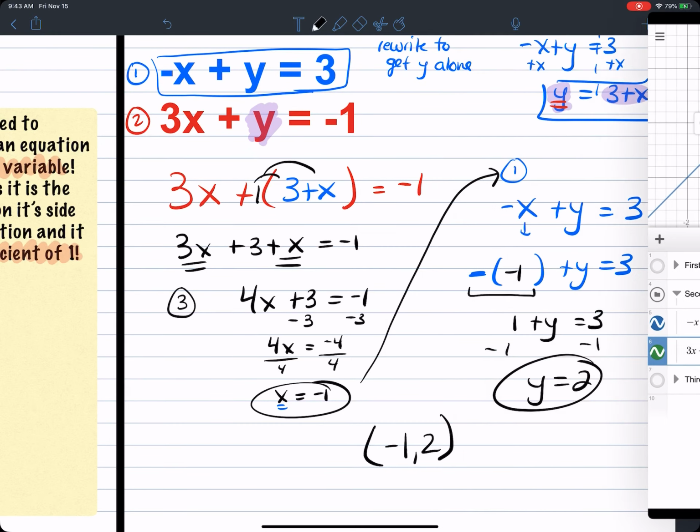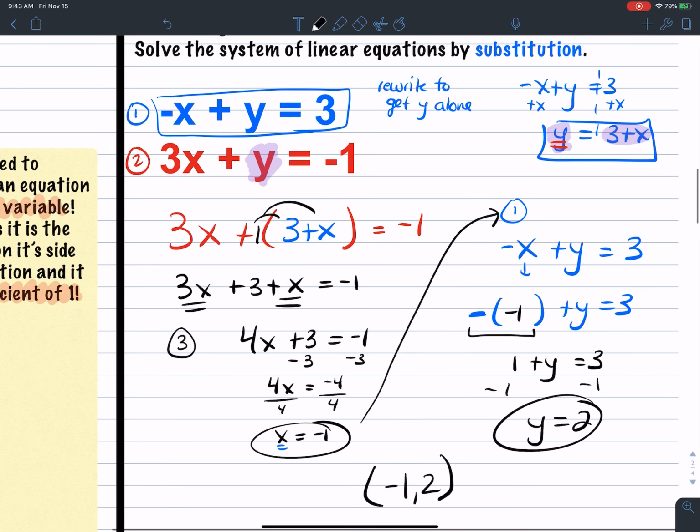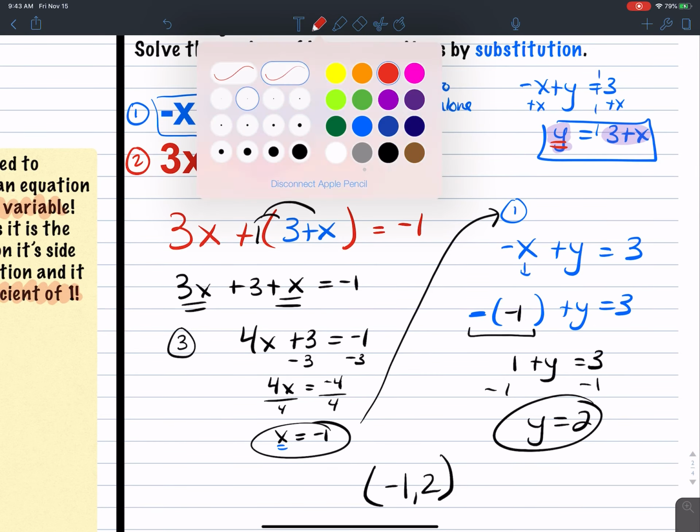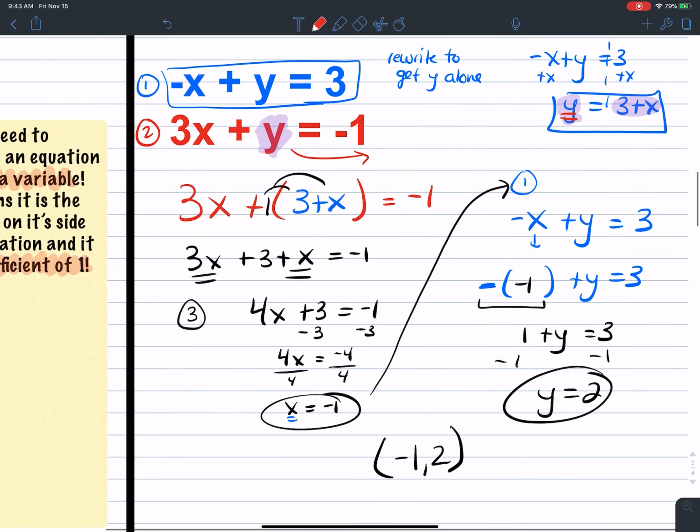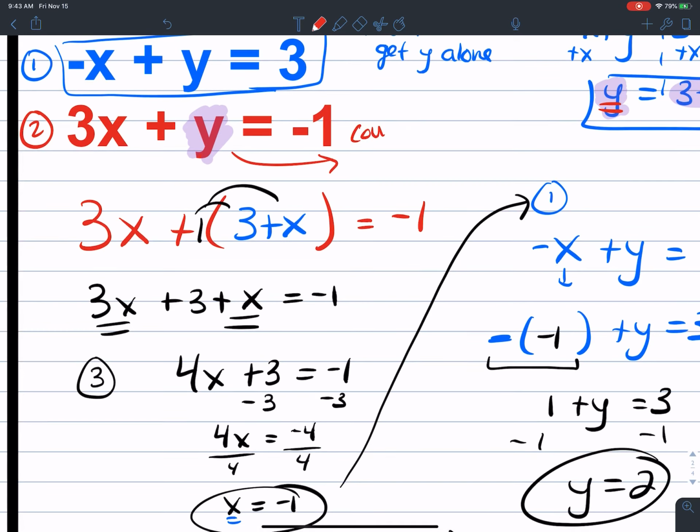Now, just as a quick point of clarification, I happen to get y alone in the first equation. It'd be very easy to get y alone in the second equation too. You could, if you wanted to. Like if I started like this, I could easily just subtract 3 x's from both sides and get y alone in equation number 2 and plug y into equation number 1 then.